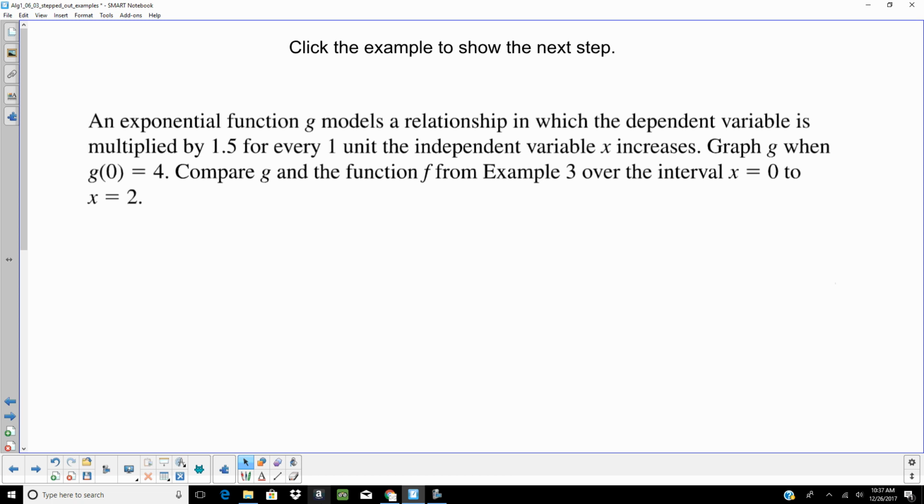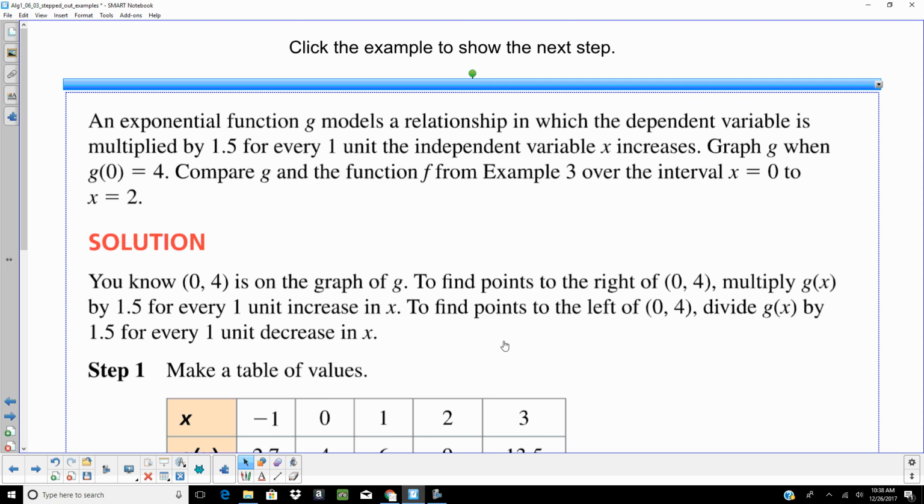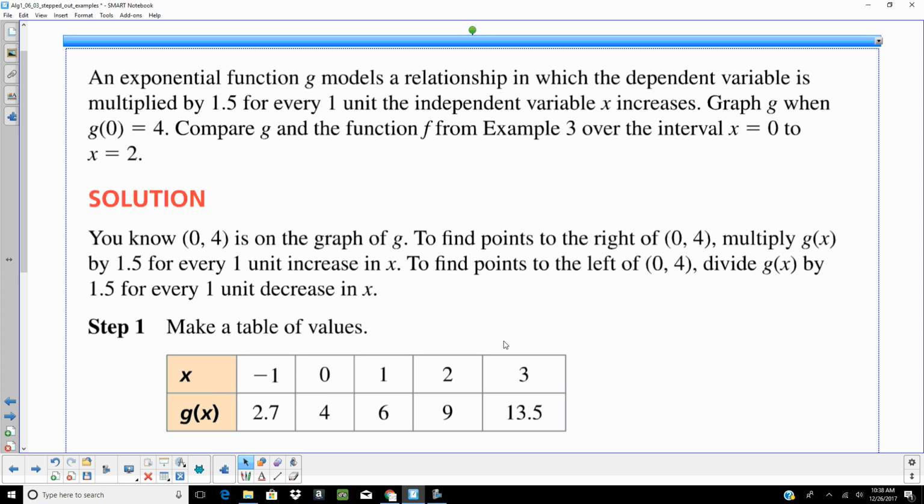And we are going to go ahead and graph that. We're going to skip the part where we compare it. So there's our first ordered pair of 0, 4. And then for each one that it increases, it's being multiplied by 1.5. So it goes from 0 to 1, and then your g of x is being multiplied by 1.5. From 1 to 2, multiply your g of x, 6 times 1.5, and you get 9.